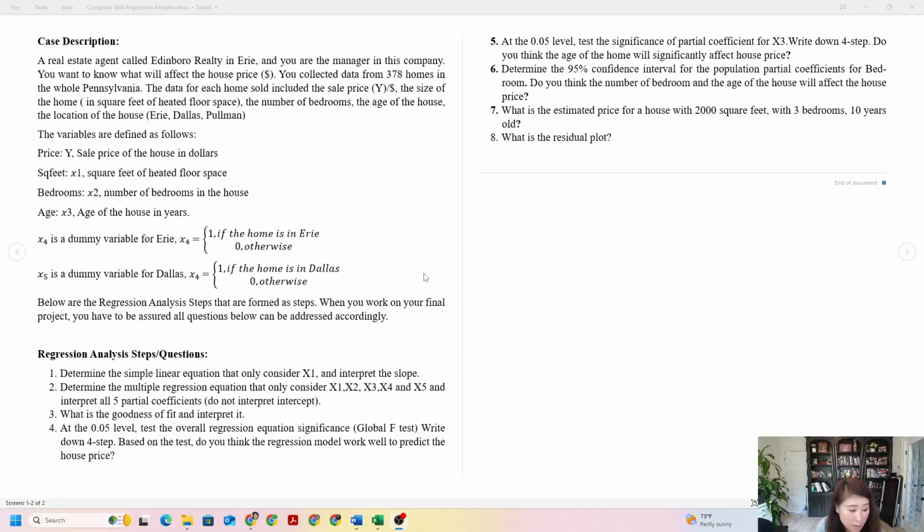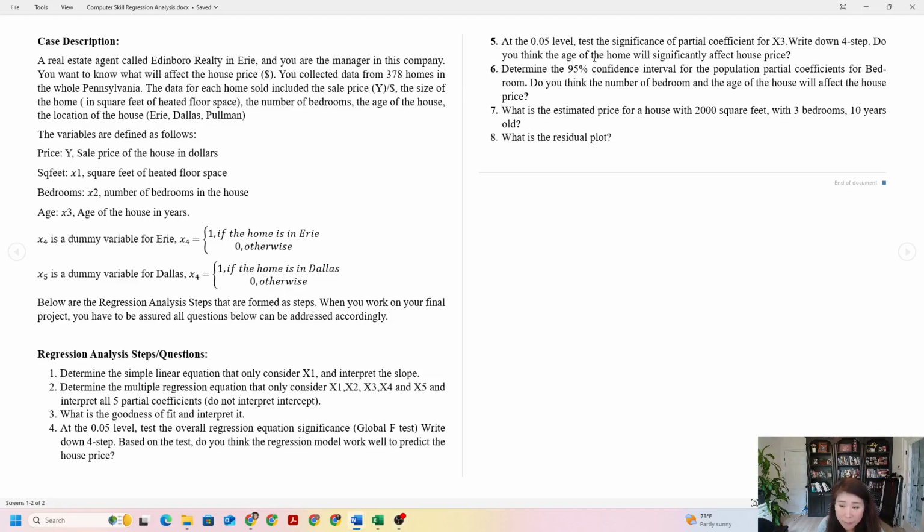So in this video, we're going to explore how we can find the answer for question number 6 from your Excel output. If you haven't got your Excel output, you have to watch the video related to question number 2, determine the multiple linear regression equation, because in that one, I showed you how you can get a regression output. So in this video, we need to look at where we can find the information we need for question number 6.